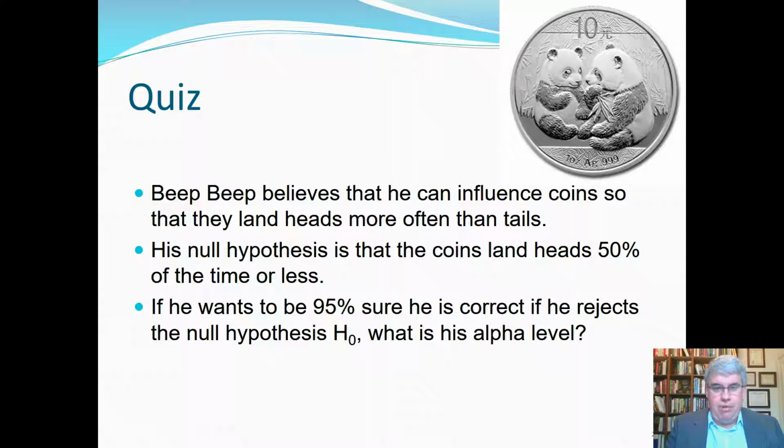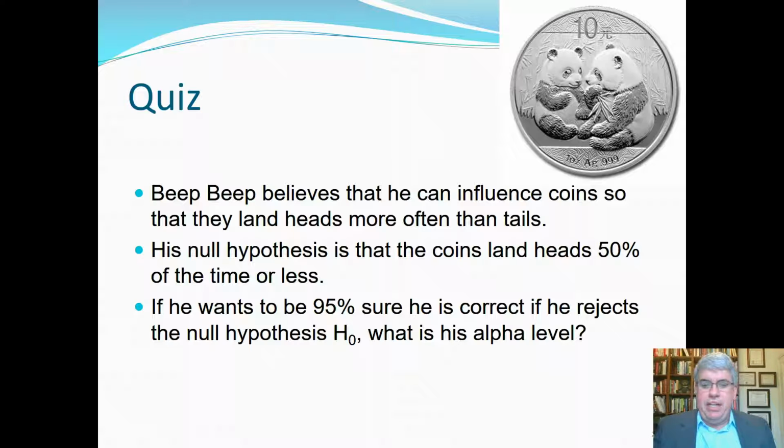So his null hypothesis is that the coins land heads 50% of the time or less. His hypothesis is he can make them land heads more than 50% of the time. So the null hypothesis is the exact opposite.